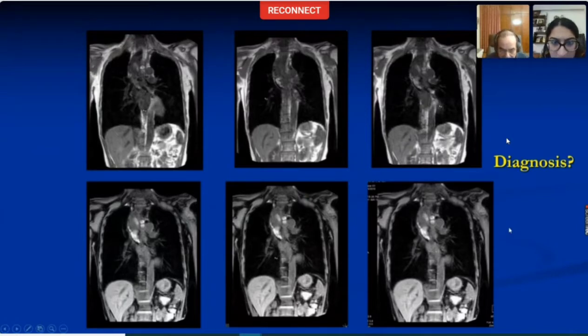So you said something about hemorrhage. Yes, sir. You must have seen many carcinoma esophagus patients. How often do you see hemorrhage? Sir, usually it's not seen. Yeah, it's not common at all. So maybe an esophageal GIST.